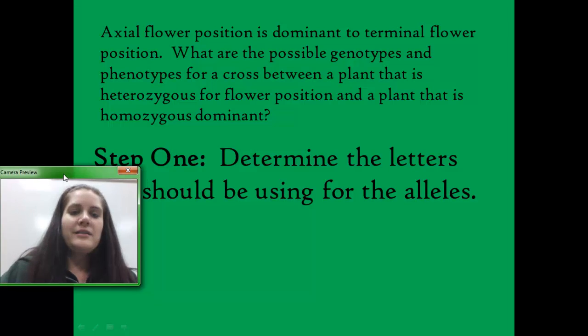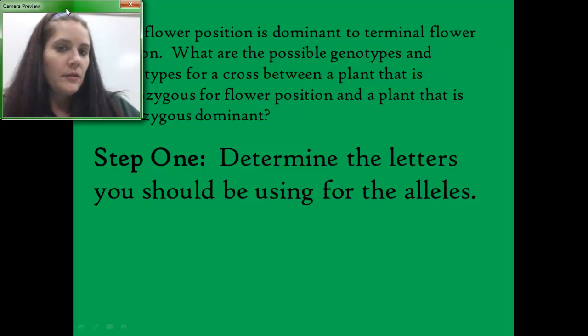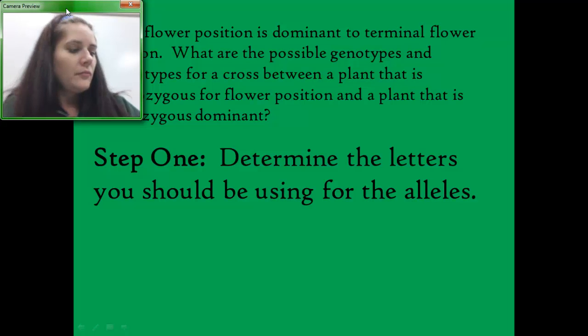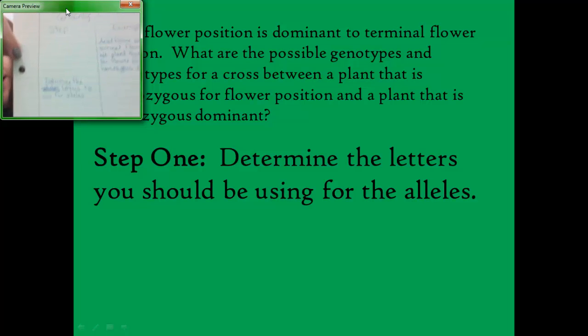So step one is I need to determine the letters I should be using for the alleles. So underneath steps, I'm going to write down determine, and I'm doing this underneath where I wrote that example. Determine the letters to use for alleles. Okay, so here's step one. And notice that I wrote that in the step area, determine the letters to use for the alleles.